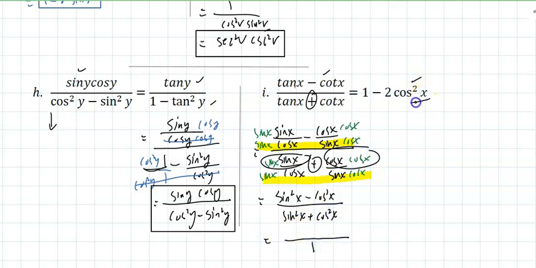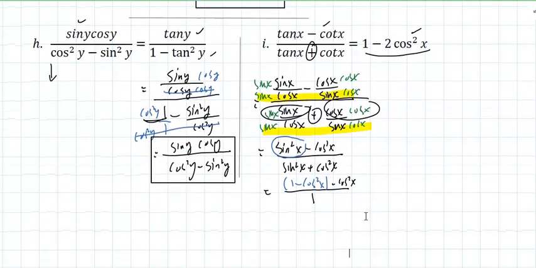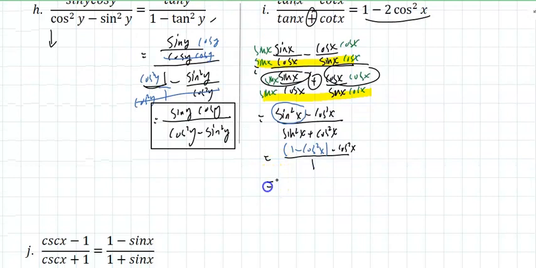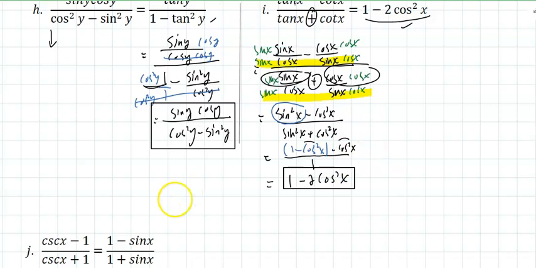But I noticed the right side only has cosines. So I get rid of this sine squared by saying that is 1 minus the cosine squared of x. And that would be 1 minus cosine squared minus cosine squared, which is 2 cosine squared of x over 1.